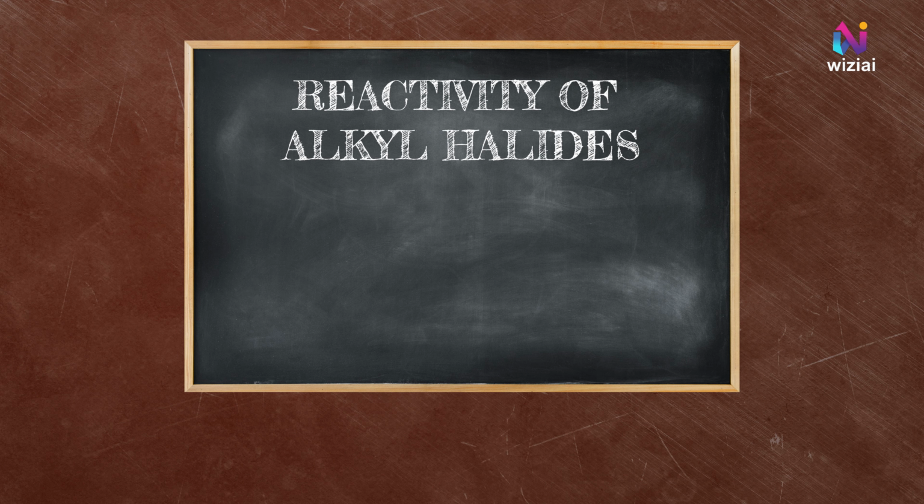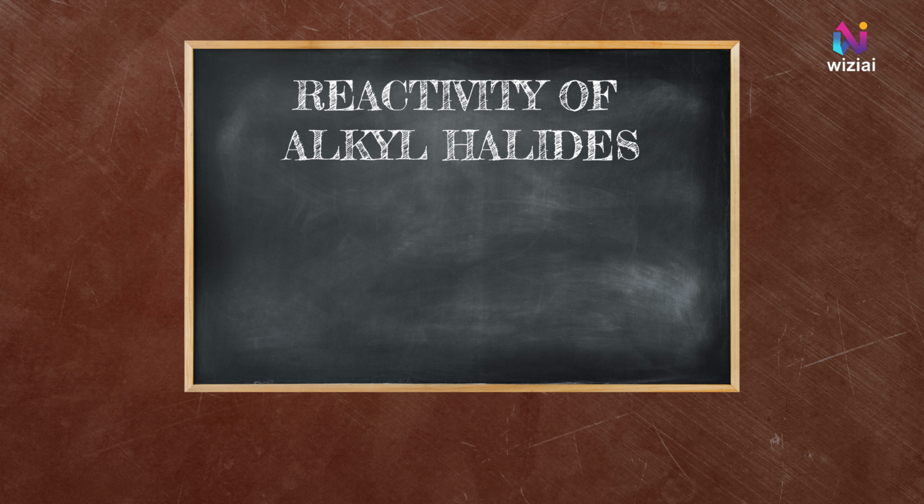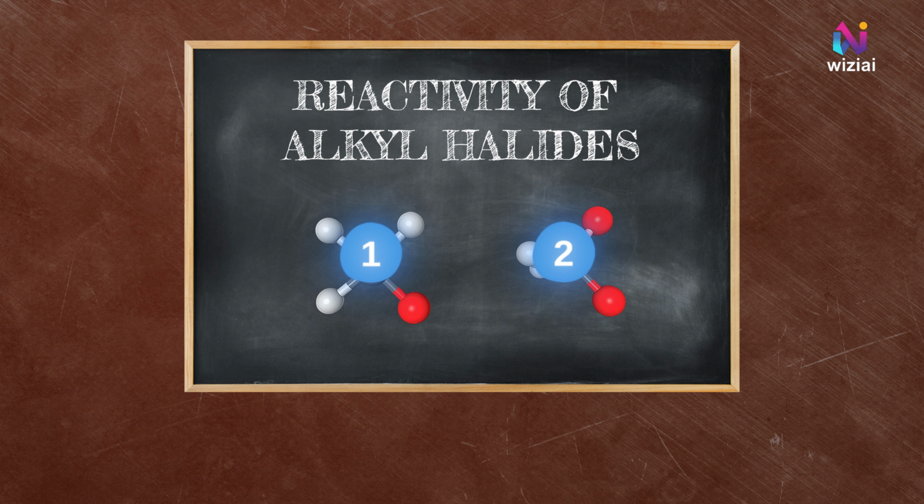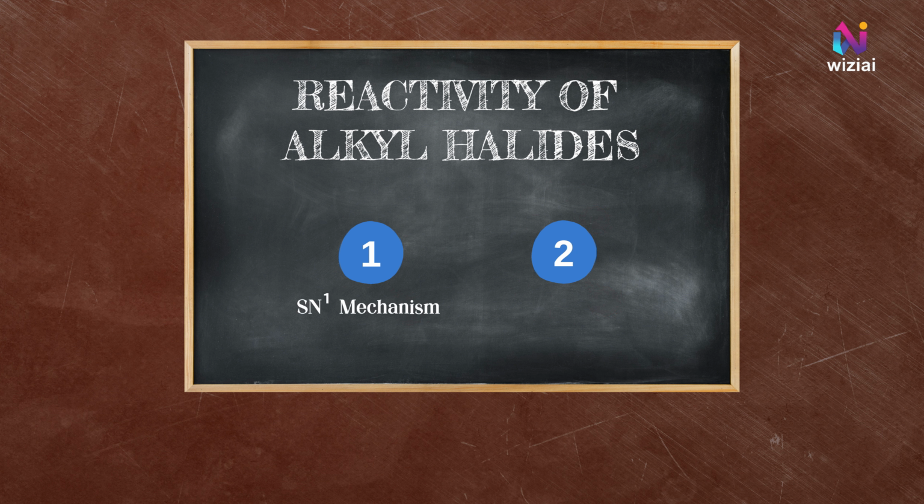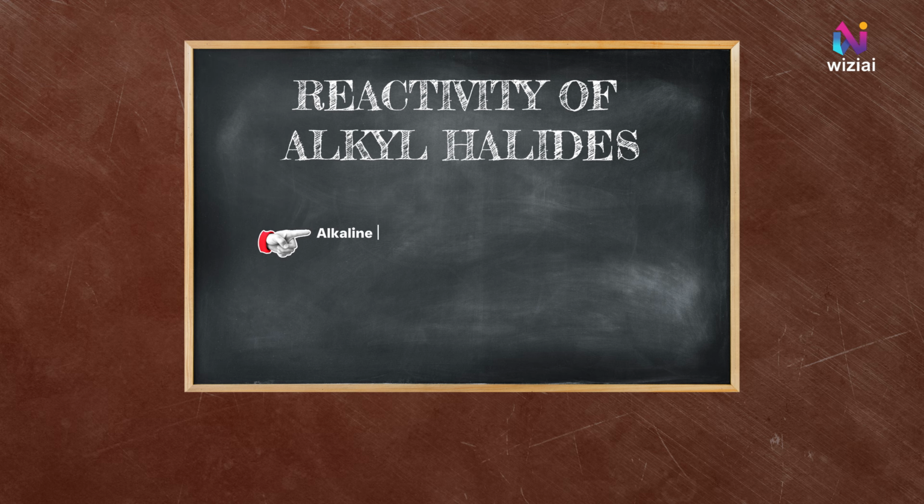Welcome to this session on the reactivity of alkyl halides towards nucleophilic substitution reactions. In this lesson, we will carefully analyze how different types of alkyl halides behave under two important mechanisms, the SN1 mechanism and the SN2 mechanism. By the end, you will be able to explain why reactivity differs across primary, secondary, and tertiary halides, and understand the detailed mechanism of alkaline hydrolysis of methyl bromide.